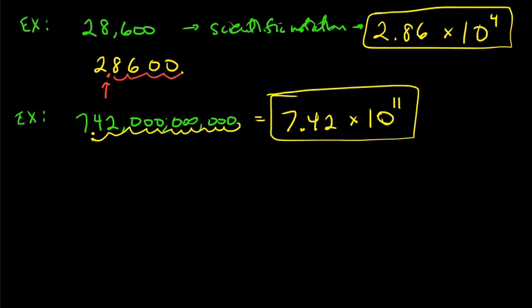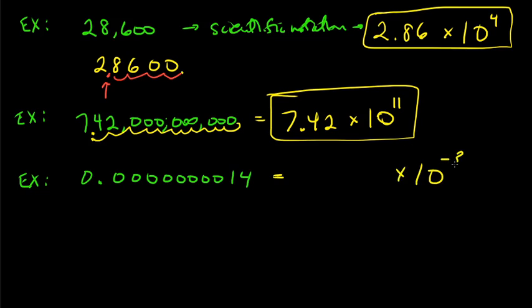Make sense? Yeah, so that's all it is, right? How about a small number? How about 0.00000000014? Okay, so remember for small numbers, we need a negative exponent. So times 10 to the negative what?